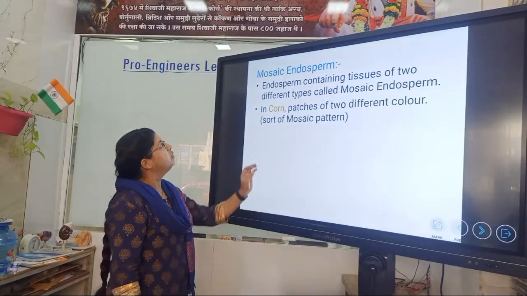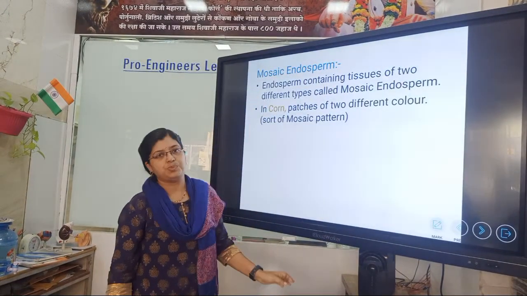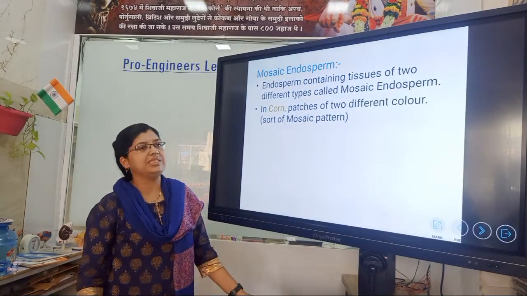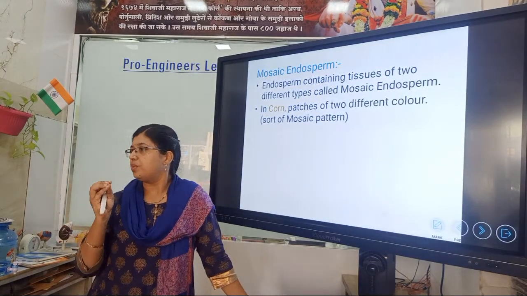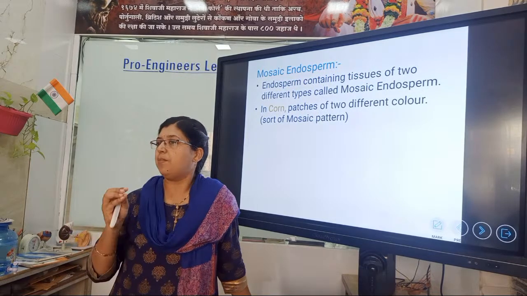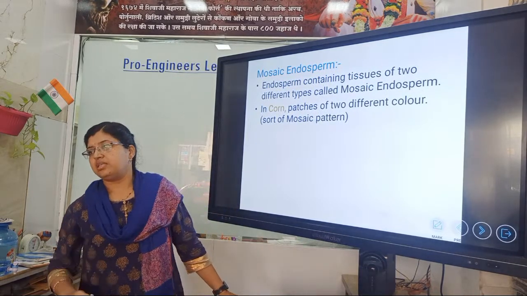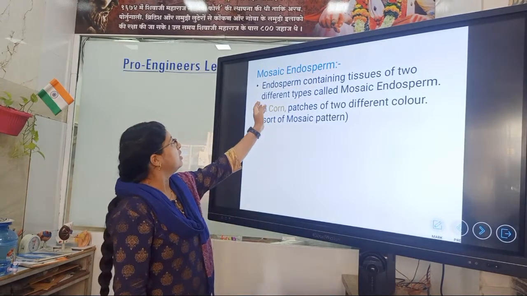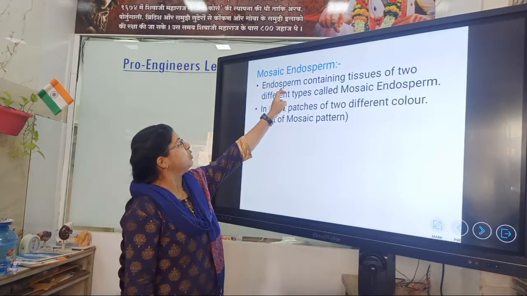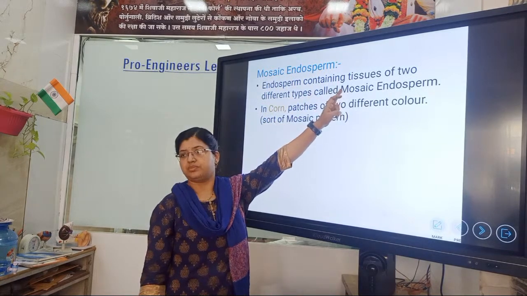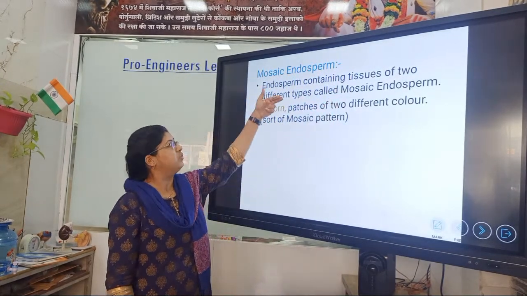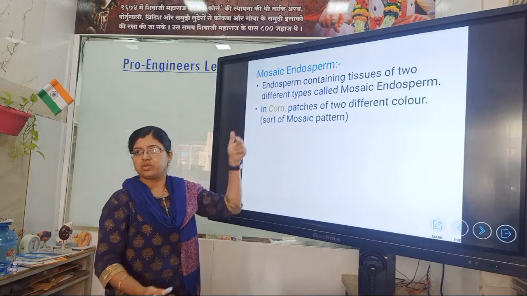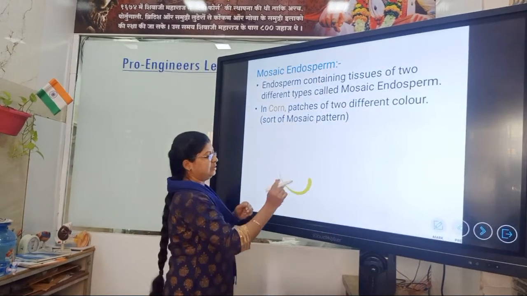Now have a look at mosaic endosperm. Sometimes the endosperm looks like patches. There are two different colors of endosperm occurring. Endosperm containing tissues of two different types. We have seen this.